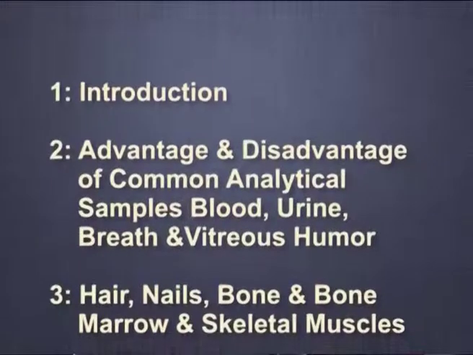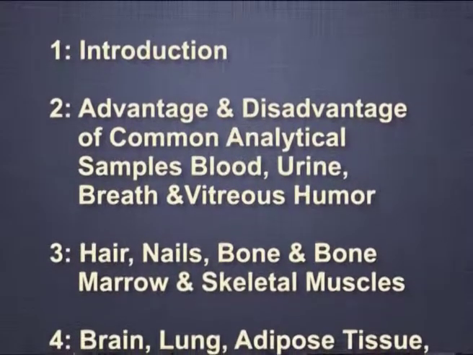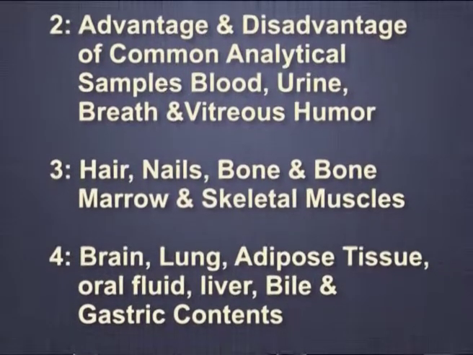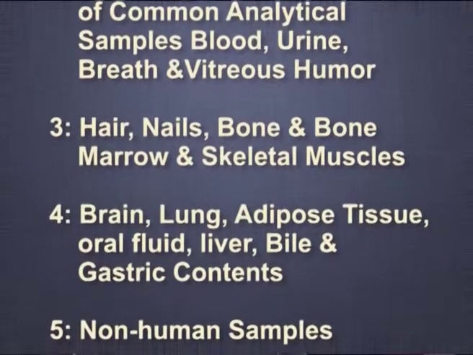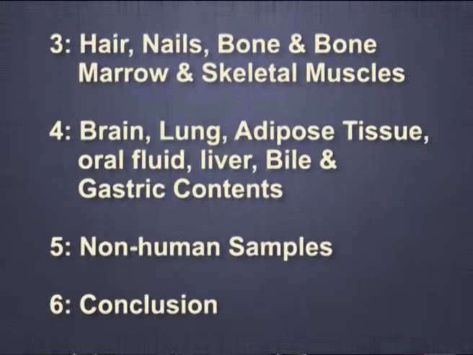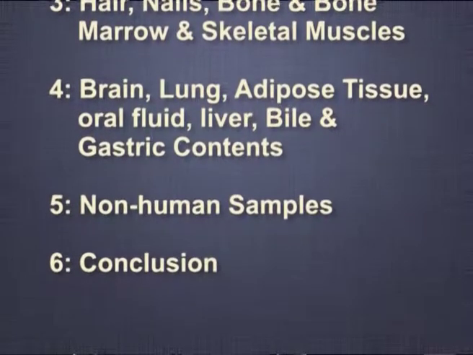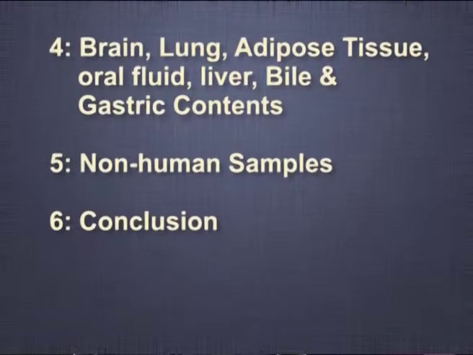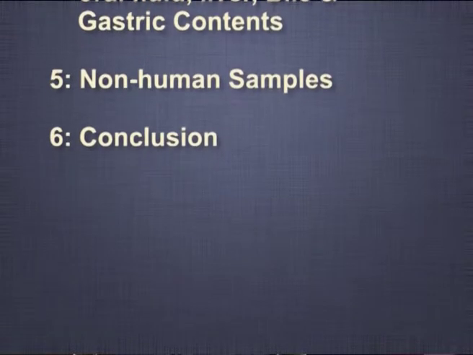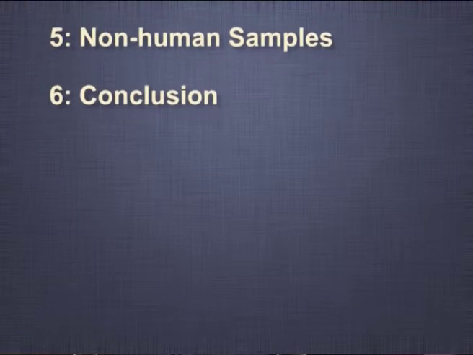So let's start our discussion by taking a look at what we are going to learn today. Today's lecture is divided into 6 modules. Obviously, Module 1 and Module 6 will be our introduction and conclusion. Module 2 will be advantages and disadvantages of common analytical samples, that is blood, urine, breath, vitreous humor. Module 3: hair, nails, bone and bone marrow, skeletal muscles also. Module 4 will be lungs, brain, adipose tissues, oral fluid, liver, bile and gastric content. Module 5, non-human samples.